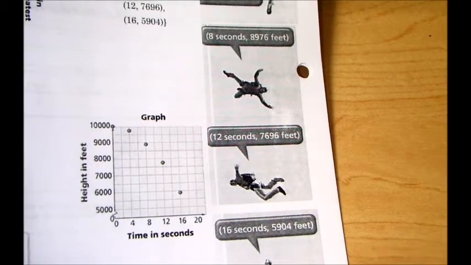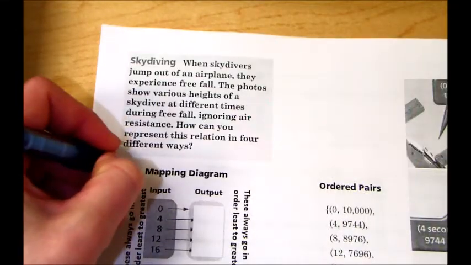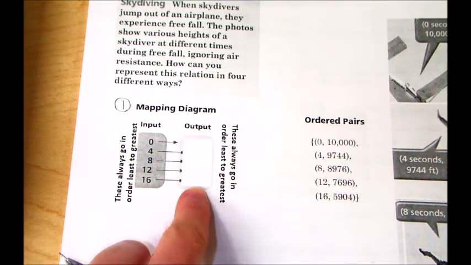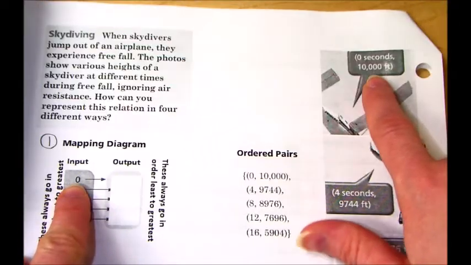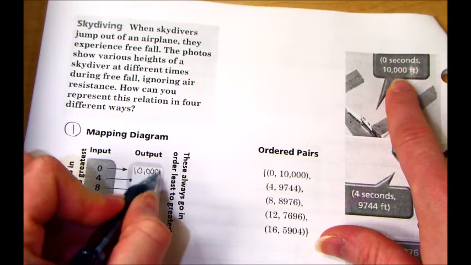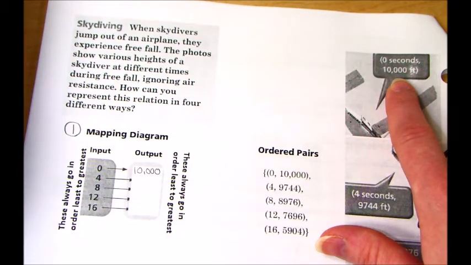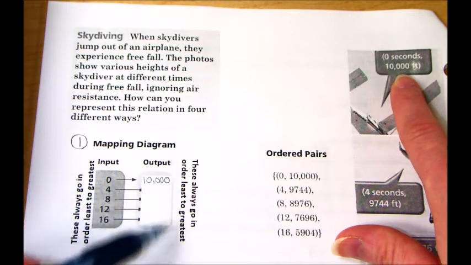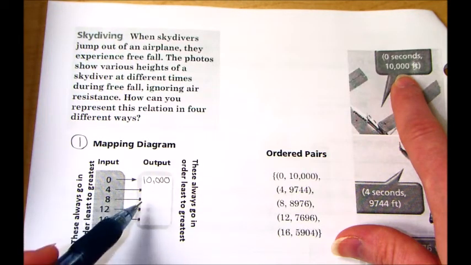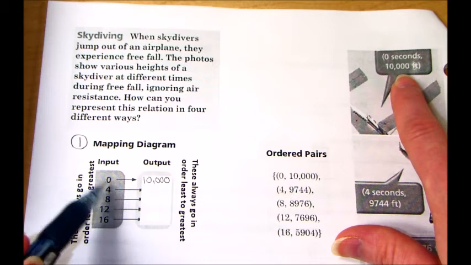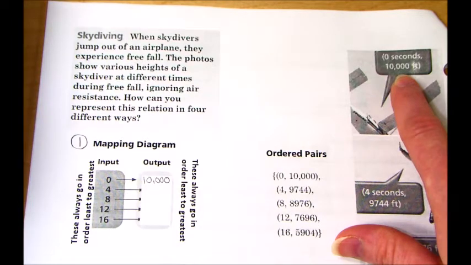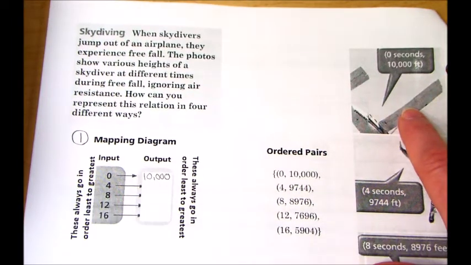Now what we're going to do is represent this in 4 different ways. The first way is a mapping diagram, where you put the domain on the left and the outputs on the right. So at 0 seconds, he was at 10,000. Notice the arrow points at the output. That's really important that you have your arrows pointing the right way and that you always order them least to greatest. Sometimes your arrows can go crooked over here. They don't always have to go straight across. But 0 would have to match with whatever it was paired with. So it just so happens that it pairs with that. So just make sure you have an order to these.